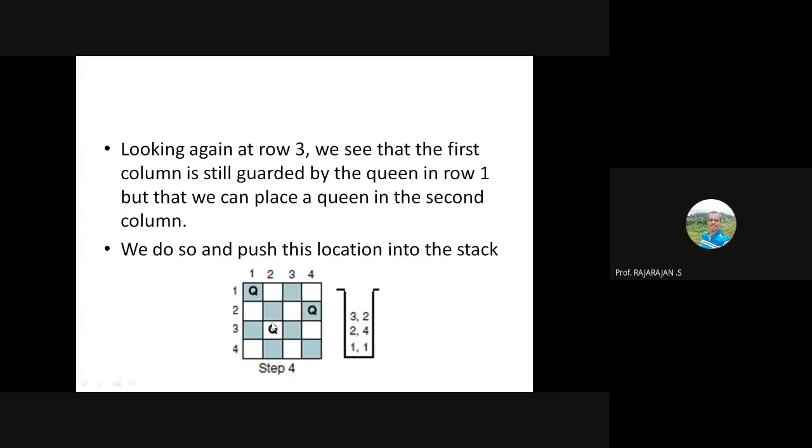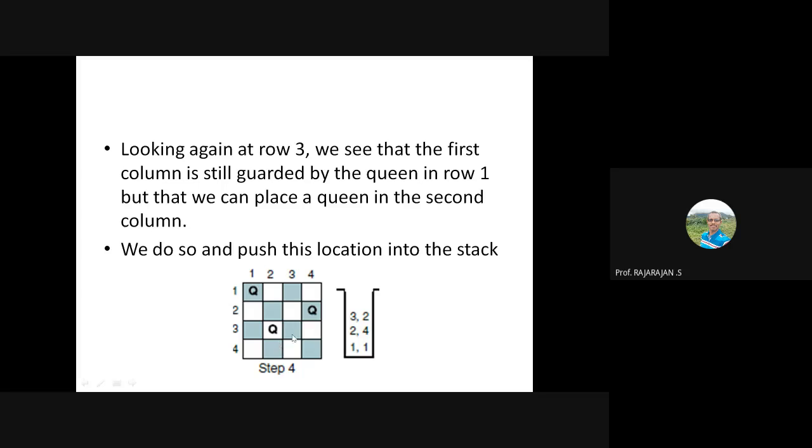Previously we could not find a position, but now it can be found. So the third queen can be safely positioned in the second column of the third row, and that is also pushed into the stack. And now the fourth queen, but once again we have reached a dead end. There is no position to place the fourth queen in the fourth row in the given arrangement. So we have to apply backtracking.